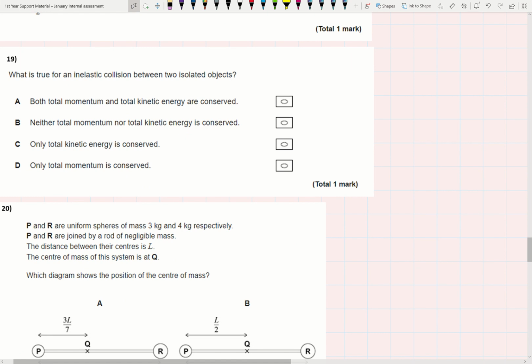Excuse me, I have a bit of a cold. What is true for an inelastic collision between two isolated objects? So momentum conserved, yes. Kinetic energy conserved, no. So it's going to be both total momentum, so that's a no for that one. That's not true because always momentum is conserved. Kinetic energy is not conserved because it's inelastic, so it has to be D for 19.